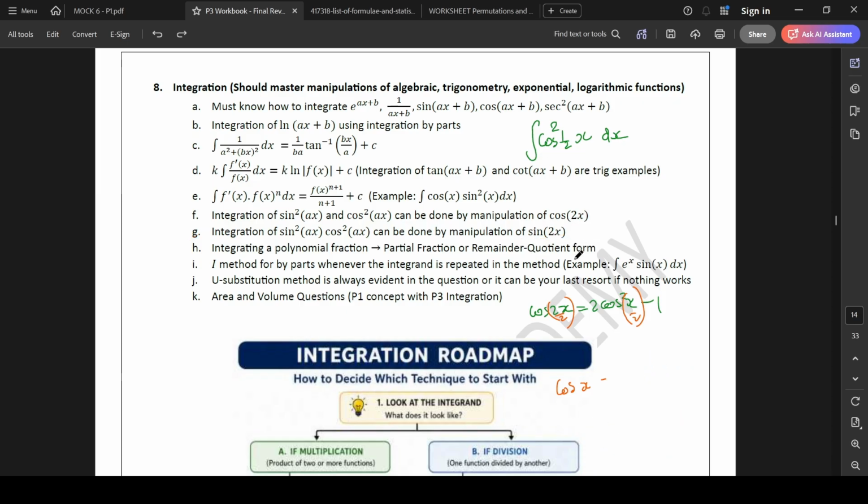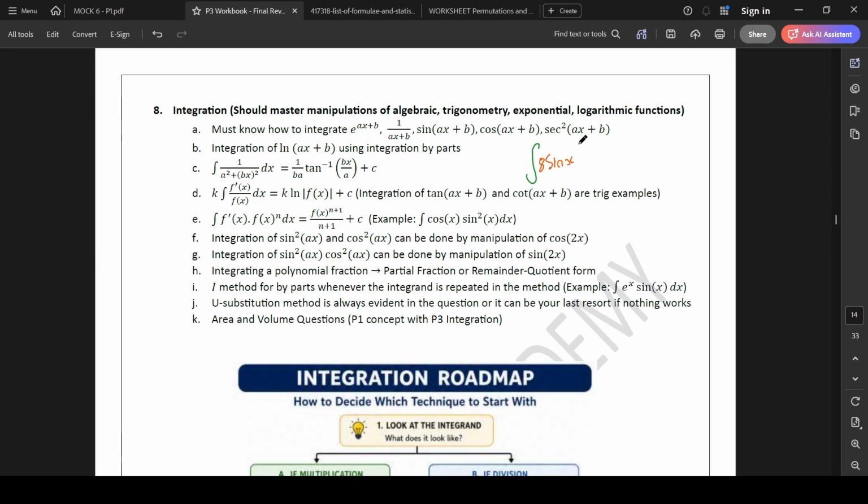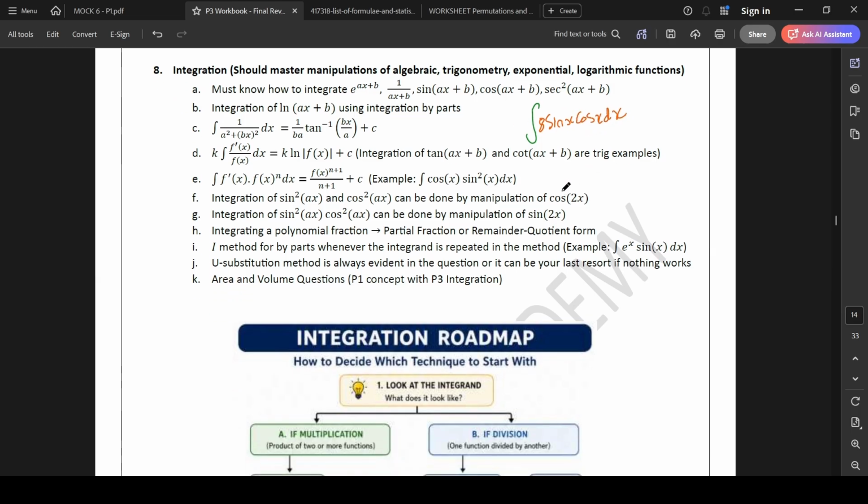Let me give you an example. If you're supposed to integrate, let's say, 8 sin x cos x, how will you integrate something like this? You can solve this in two different ways. The first one is utilizing the formula of sine 2x, and the second one is the extended n plus 1 rule that I was talking about earlier. Let me show you both methods, starting with the extended rule of n plus 1.